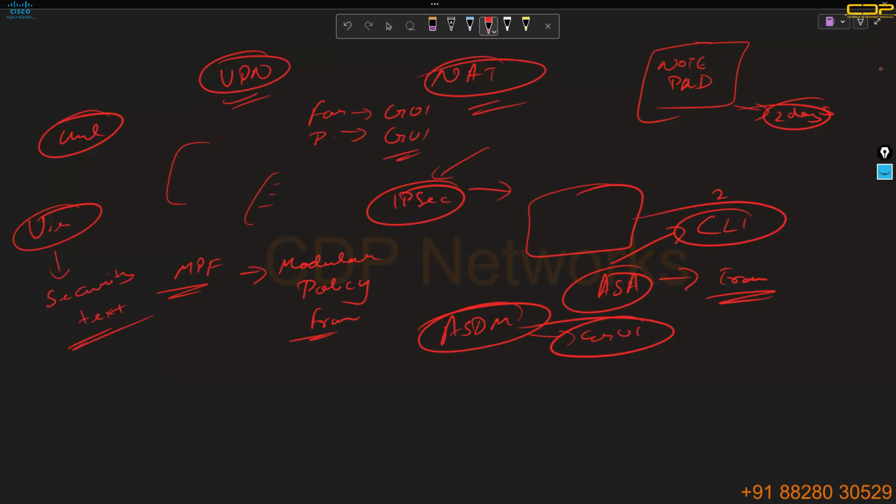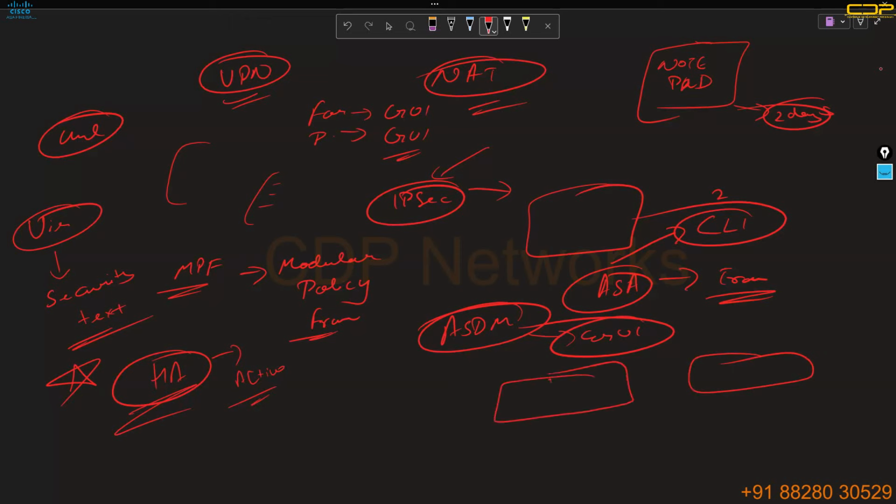Then we have another lab, which is also an important part of the ASA. We will see some interview questions from here on your HA. We will see active-active, active-standby, failover. These are the topics that we are going to cover. When we are done with all these topics, at the end we will capture the packets on the ASA. We will talk about the packet flow, how a packet flows when it goes through your ASA firewall.